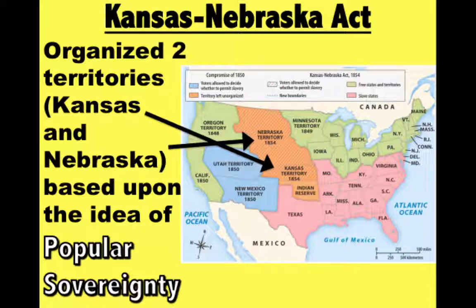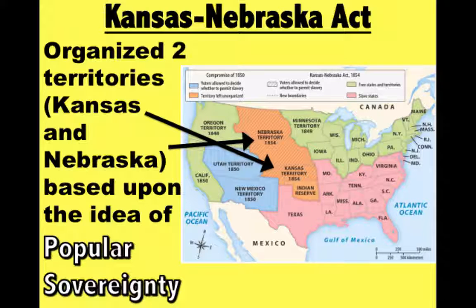And the issue of slavery would be left up to the people in those territories, the idea of popular sovereignty. The people, the settlers, would vote whether or not to allow slavery. And Southerners really like this plan. Suddenly now we have an opportunity to see slavery go somewhere where it previously was banned.